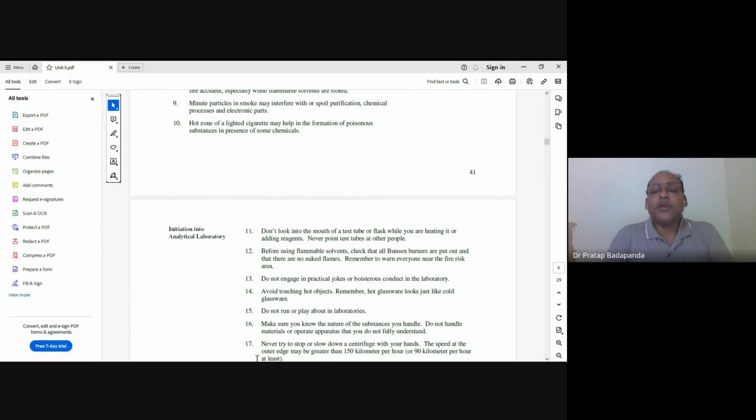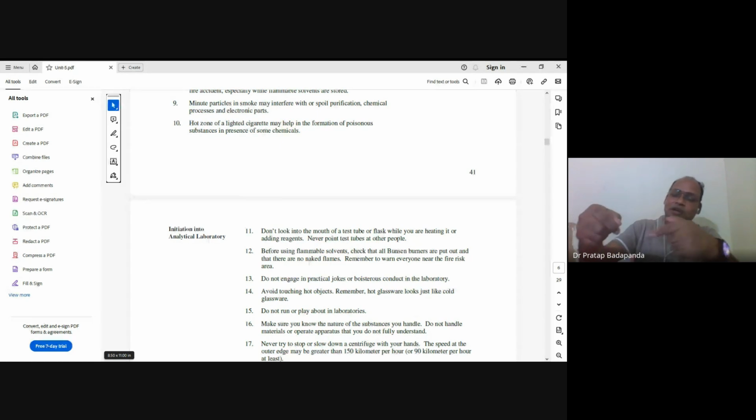Don't look into the mouth of the test tube or flask while you are heating it. Okay, this is the thing. Every time you are holding a test tube or beaker or anything else, always hold it at a slight tilt and show it to the fire, and don't put your eyes or mouth near the face of that particular test tube. Just keep yourself away from that experiment.